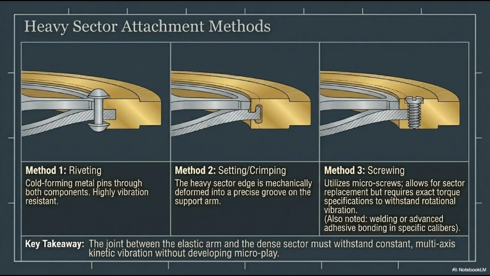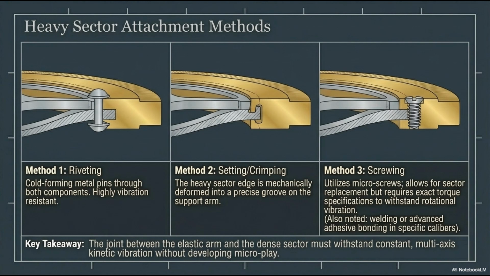Method 2 is setting or crimping. Look closely at the cross-section. A precise groove is machined into the heavy sector. The edge of the elastic arm is placed inside, and the heavy metal is mechanically deformed, or crushed down, to bite into the arm. Method 3 is screwing.